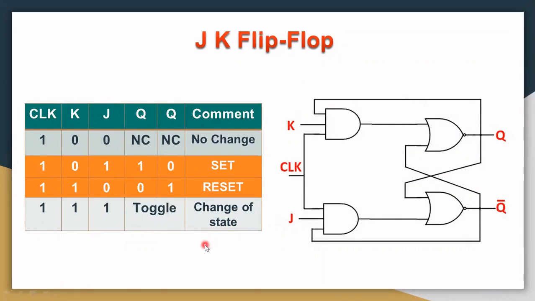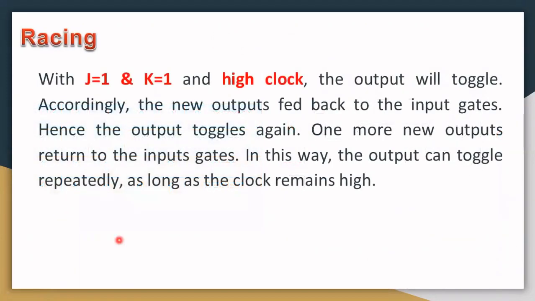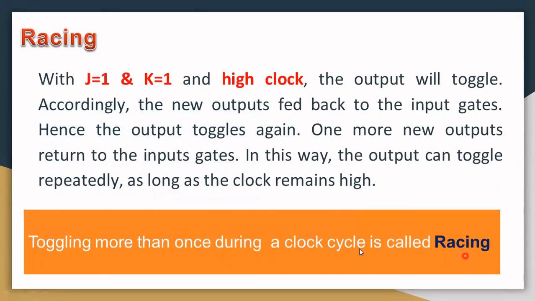This condition is called a racing condition. So in order to avoid that racing condition, we are using master slave JK flip-flop. So racing condition: when J is equal to K is equal to 1 and high clock, the output will toggle. So that condition is called racing condition.